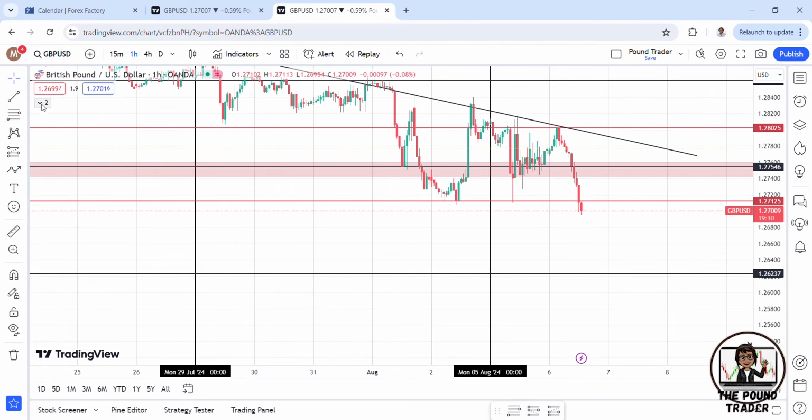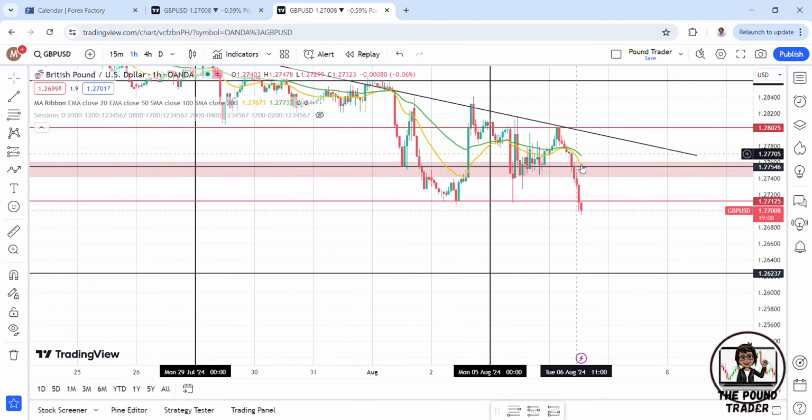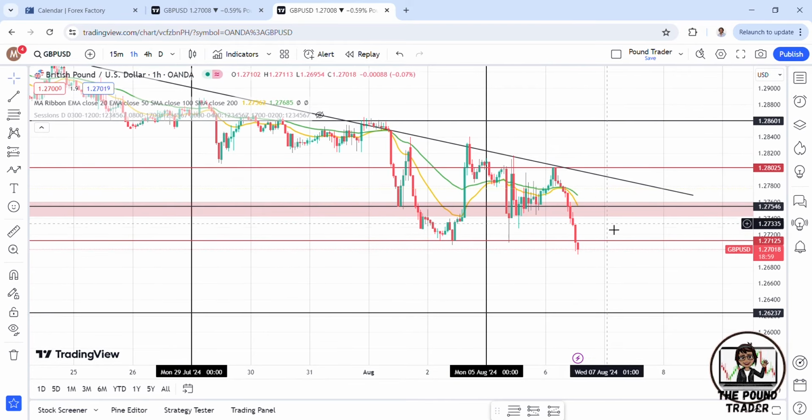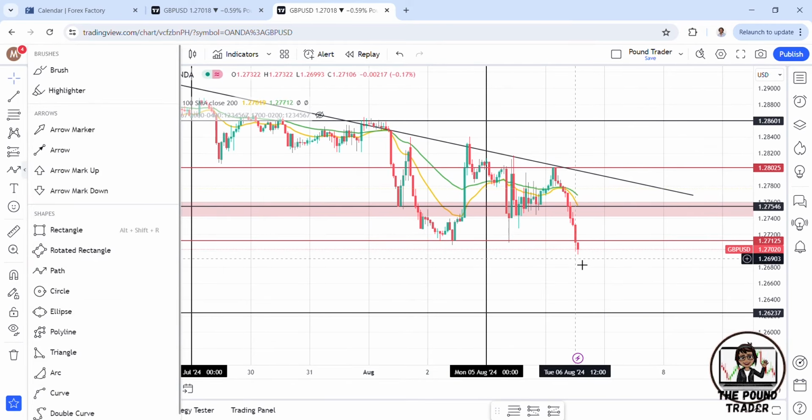So on the 1-hour time frame, putting on my moving averages, we have broken below. This was yesterday's low, and we can also see it was Friday's low from last week. I'm really hoping that now price can start to pull back at least.